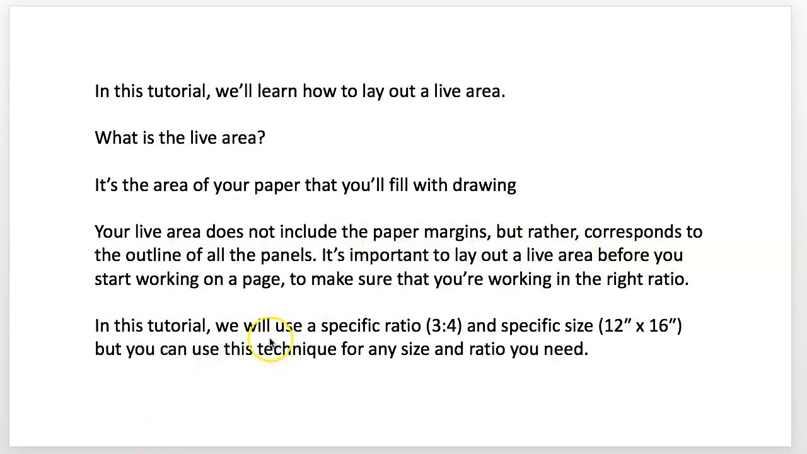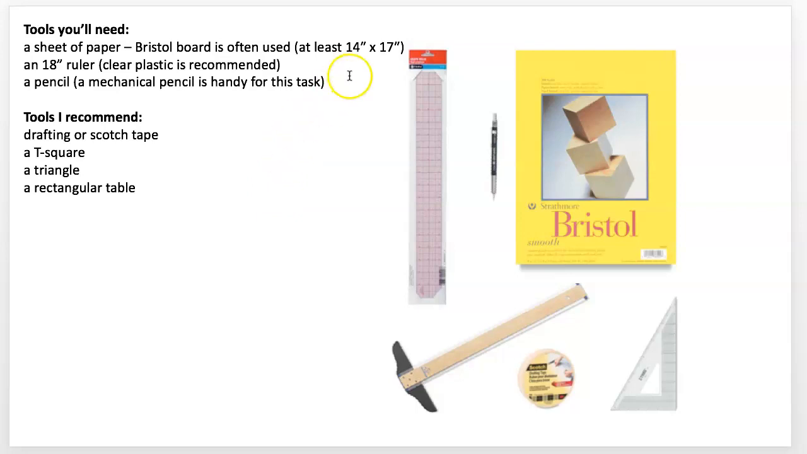So in this tutorial with pictures, I'll be using 3:4 ratio and 12:16 paper, but you could use this for any size and ratio you need. What do I mean by 3:4 ratio? Well, 3:4 ratio means that the width to the height, or if it's long ways, the width to the height, is in a ratio of 3:4. So if you were laying out and you wanted a 9:12 panel, if you divide 9 by 3 and 12 by 3, you get 3 and 4, right? So you have a ratio of a size of the panel.